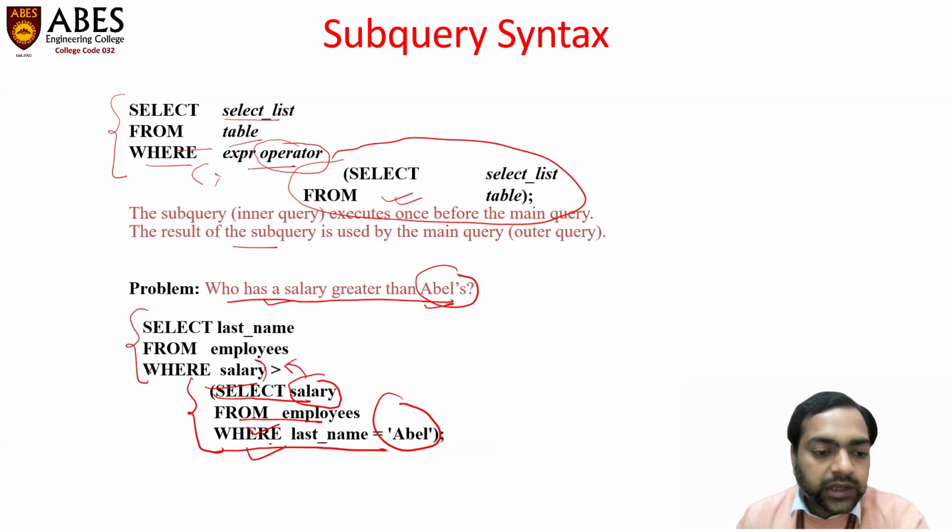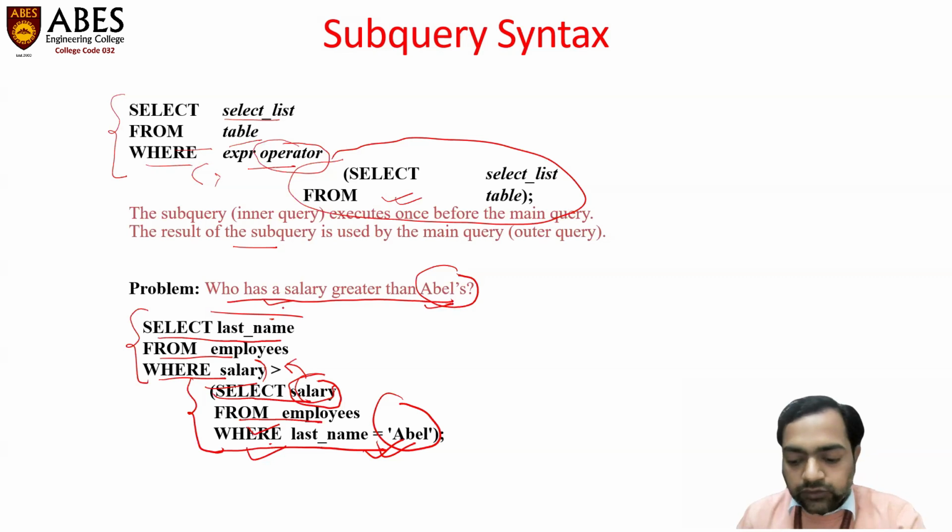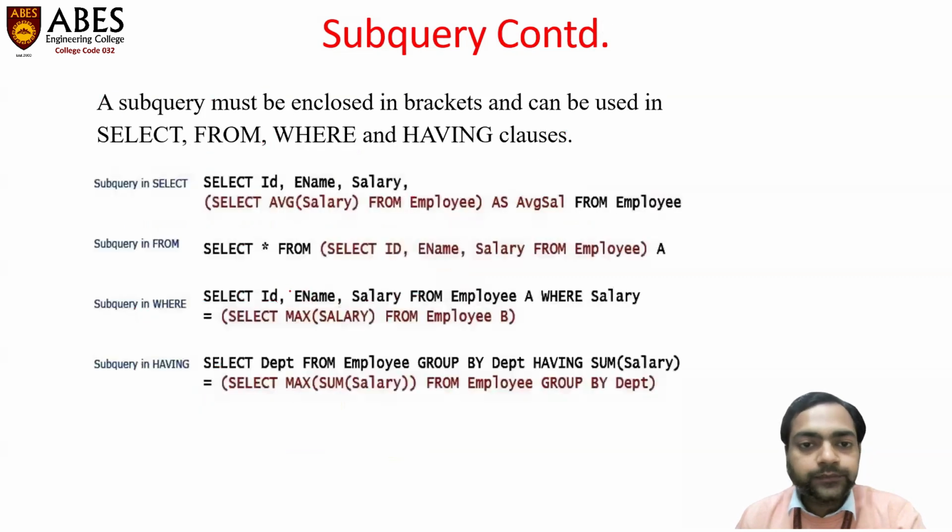After that, this outer query will perform, and what we have done here is select last name from employee where salary is greater than the value which will be given to the outer query by the inner query, and that will be this salary. And whose salary is this? This will be ABEL's salary. So we will provide the salary greater than ABEL's salary, right? So in this manner, we will execute a subquery in SQL.